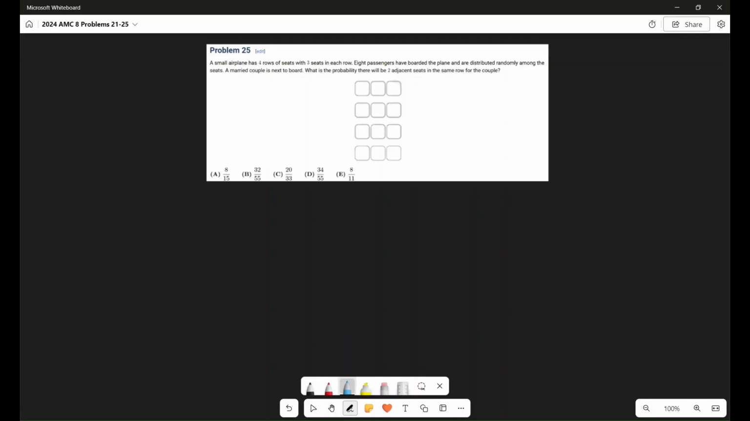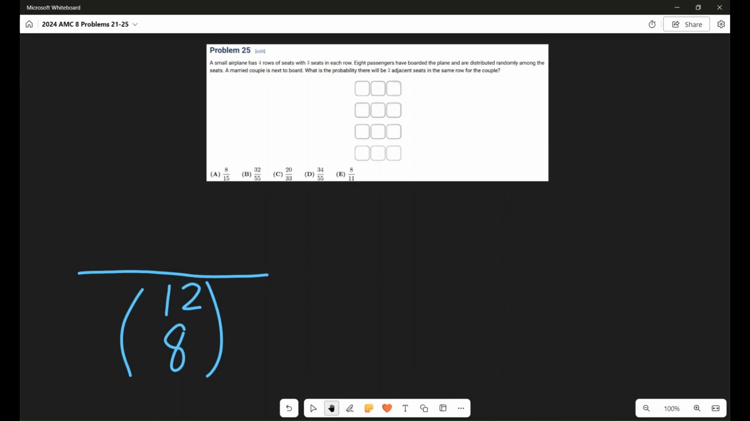Well, in this problem, there's no obvious way to count the number of successful possibilities, but it is very simple to calculate the total number of possibilities because there's 12 seats and you need to choose 8 of them for the other 8 passengers. So the denominator of the fraction is just 12 choose 8. For the numerator, as I said before, it's kind of hard to count that. So let's try splitting into cases. So what are our possibilities?